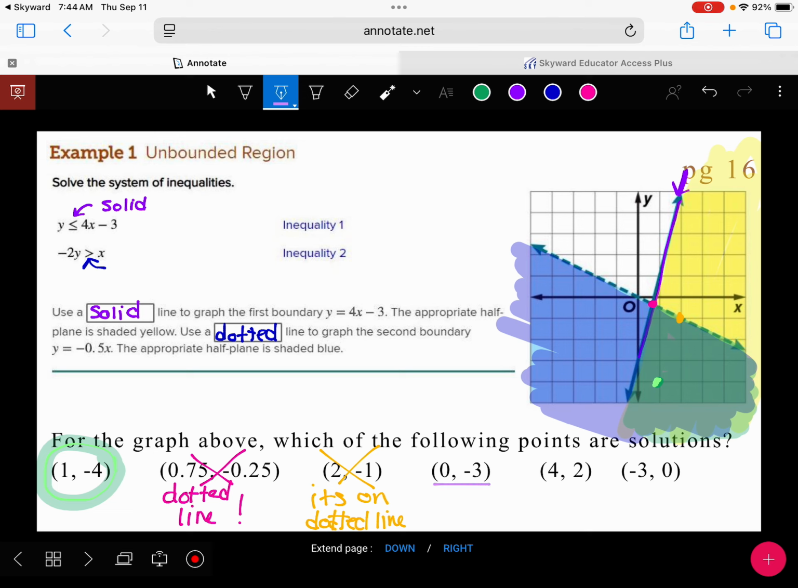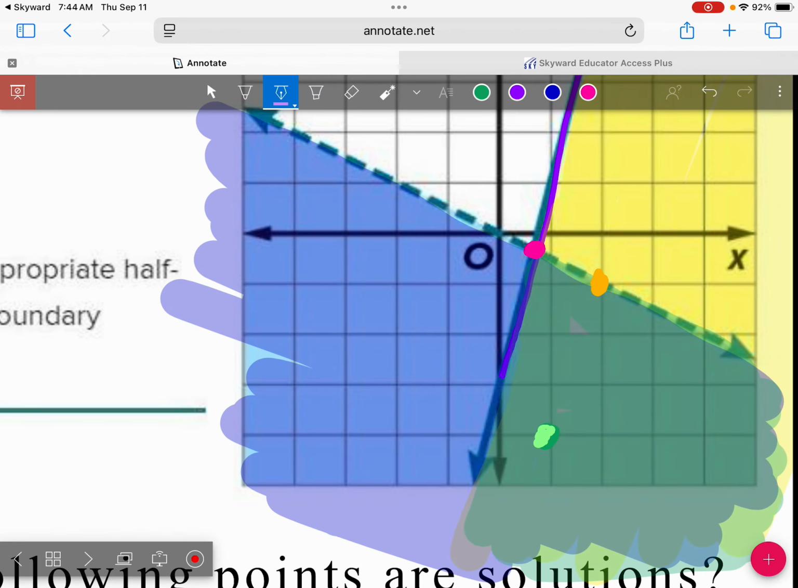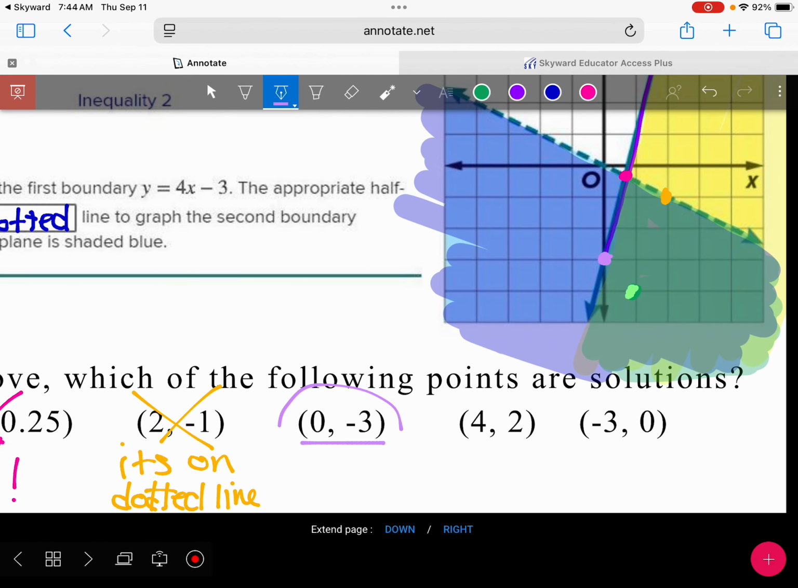We've got 0, -3. This guy right here. What do you think about this one? I'm going to put it down on the screen. 0, -3. This light purple point right here. It's right on this line. Is it true for the yellow shade? Yes. Is it true for blue? Yes. If it's true for yellow and it's true for blue, good to go. Rock on. That one works. So this one counts.